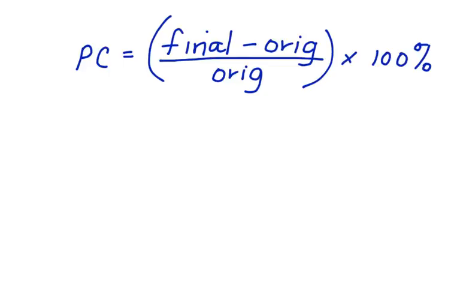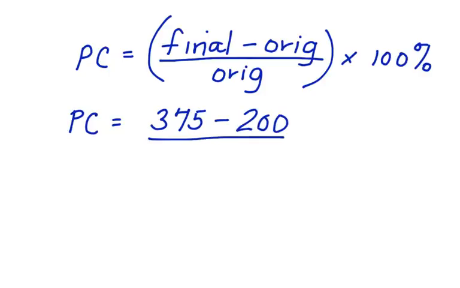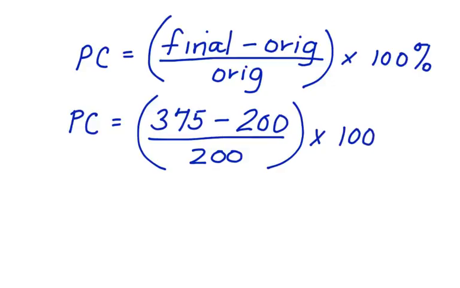The percent of change, in this case PC, is equal to the final amount minus the original amount divided by the original amount times 100%. So now we can fill in what we know. We know that PC is equal to the final amount, which is 375 students, minus the original 200 students, divided by the original 200 students, times 100%.